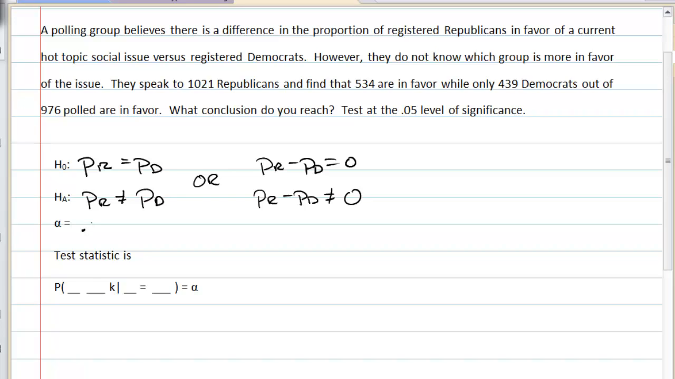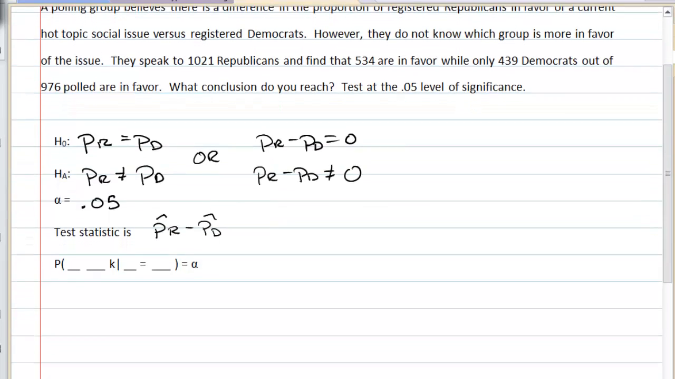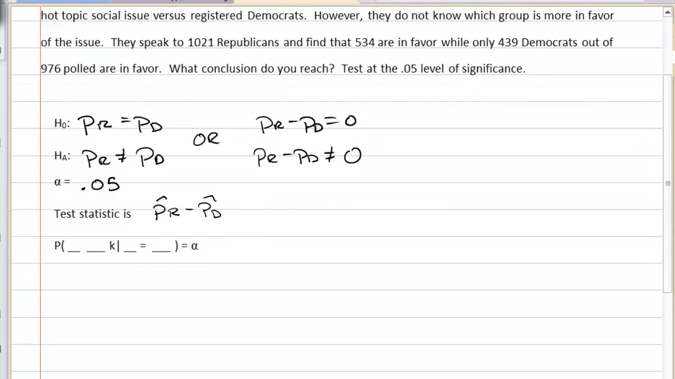Alpha was given to us, 0.05. Our test statistic is going to be, in this case now, our rejection criteria is going to be, I'm going to use an absolute value. I'm going to write it below because I don't have enough room. I'm looking at the absolute value of the difference of these guys being greater than some value k under the null where these guys are equal to each other.